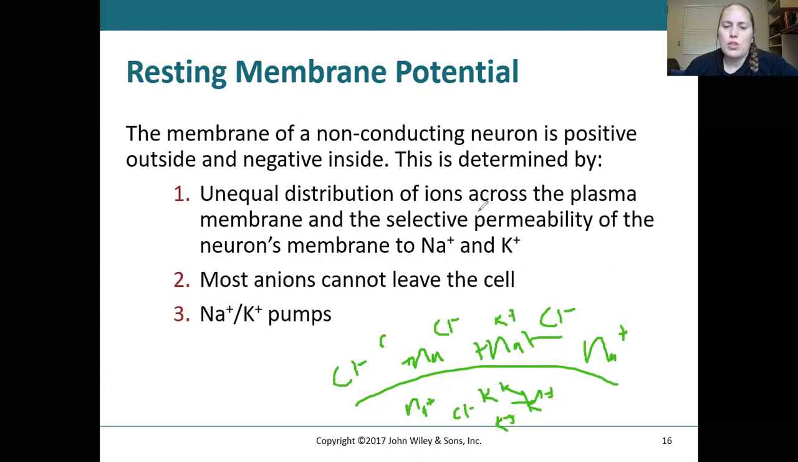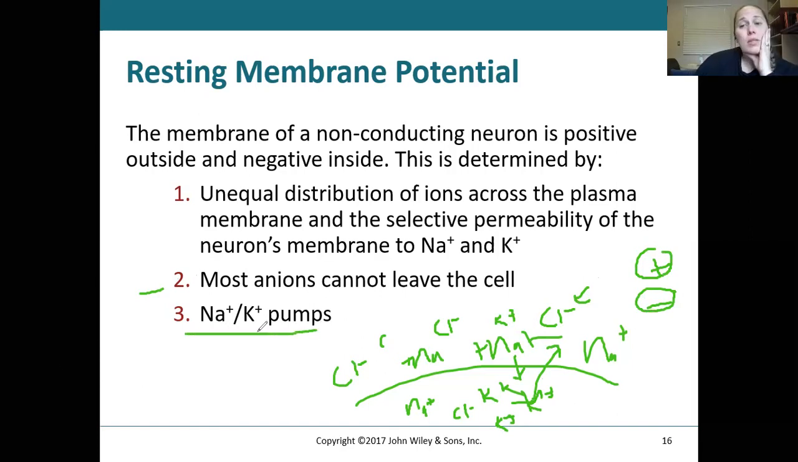Okay, so unequal distribution of ions across the plasma membrane and the selective permeability of the neuron's membrane to both sodium and potassium. So sodium can come in and potassium can leave. There are a couple different ion channels that allow that. We'll talk about those. Most anions cannot leave the cell. Again, cation is positive, anion is negative, and the anion, for the most part, that we speak of most times is chloride. And then sodium potassium pumps.